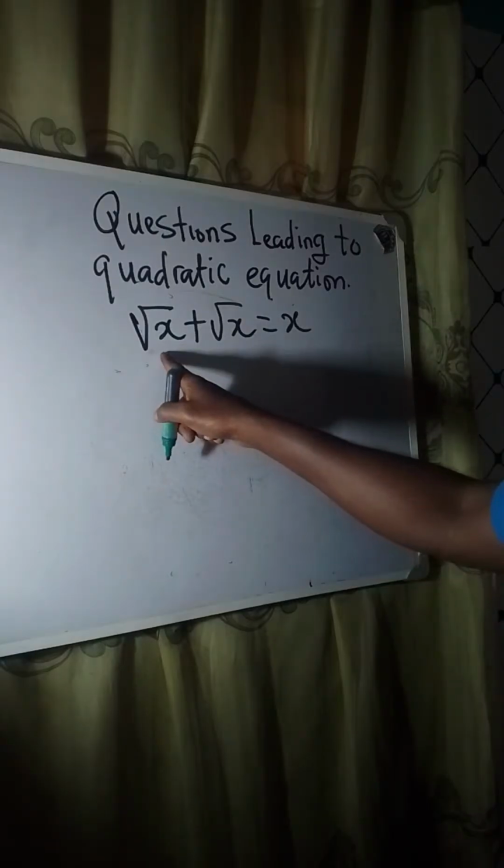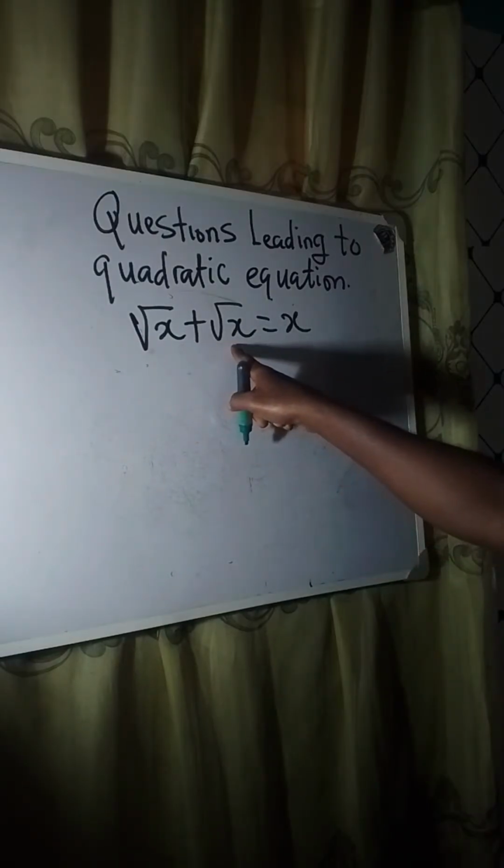We call this a surdic equation, because it has surds. We are seeing roots. Now, to deal with this, how do we solve it? And how will this lead to a quadratic equation? That's what we want to show. So now, okay, from here we have square root of x plus square root of x.